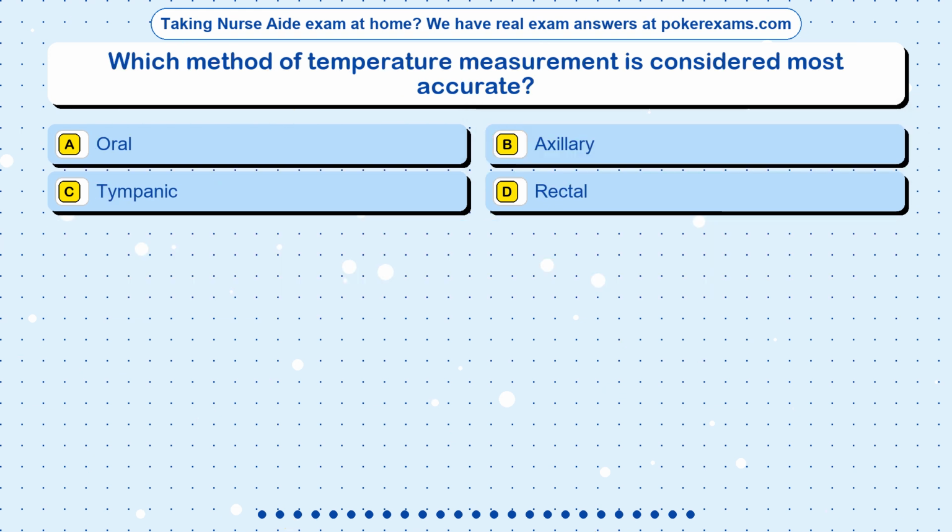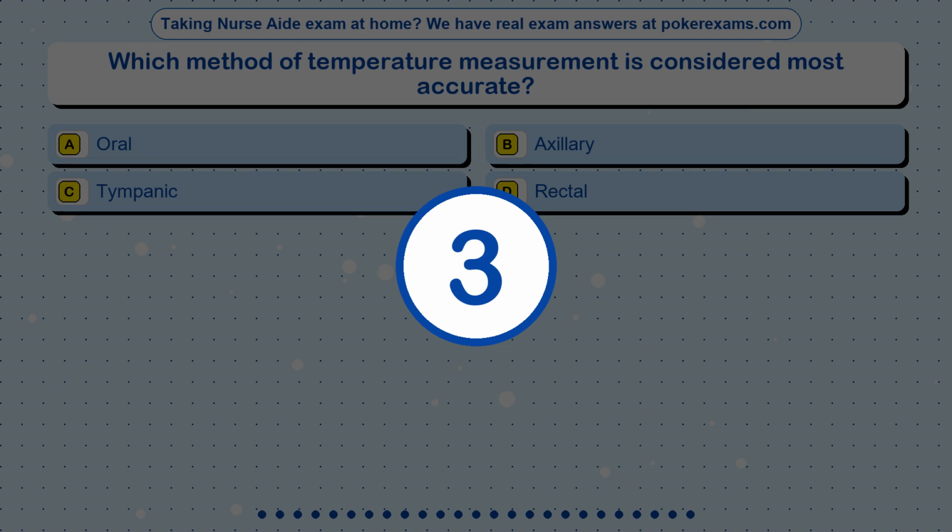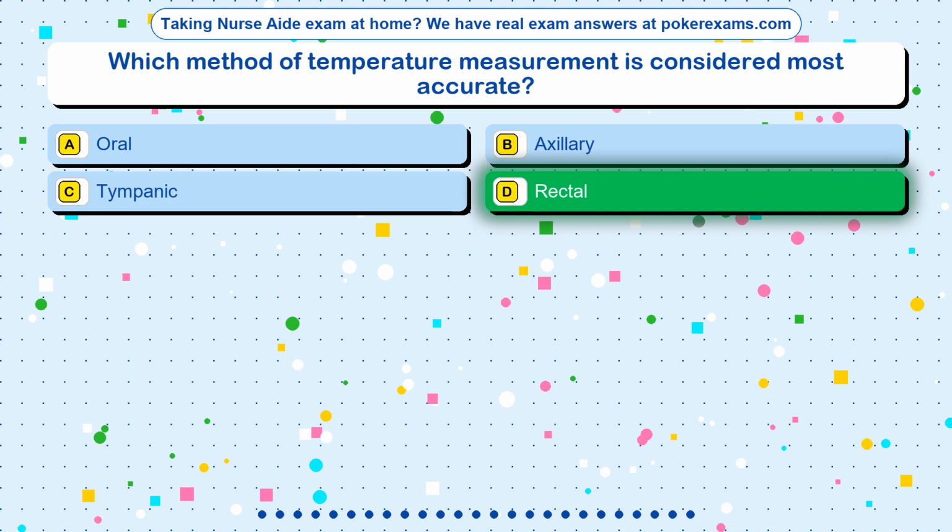Question 24. Which method of temperature measurement is considered most accurate? Option A. Oral. Option B. Axillary. Option C. Tympanic. Option D. Rectal. The correct answer is option D, rectal.